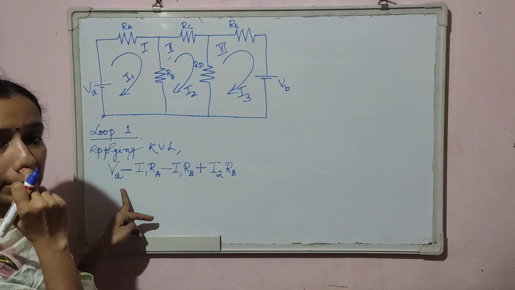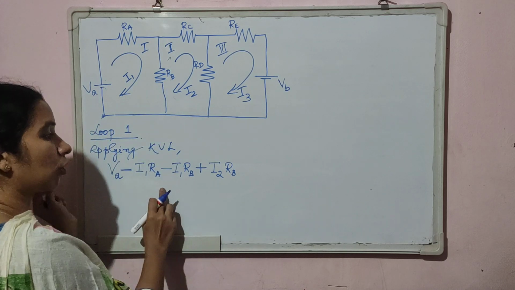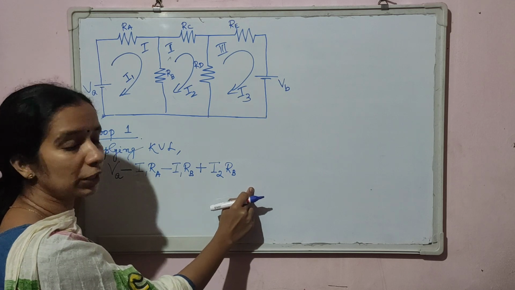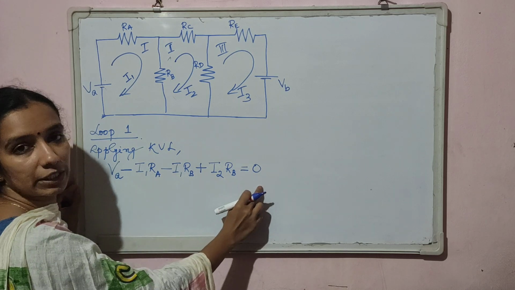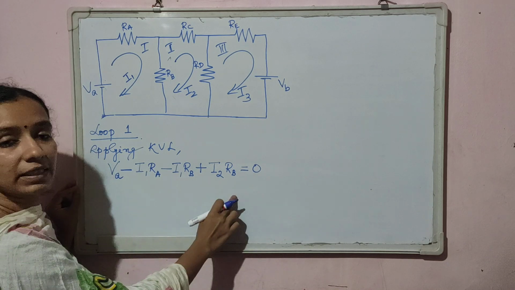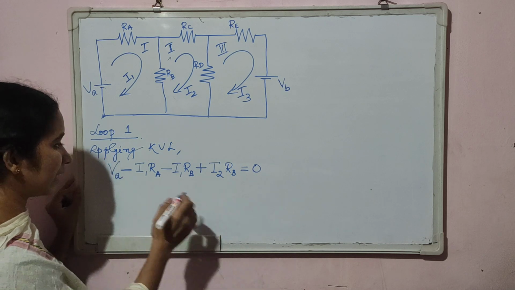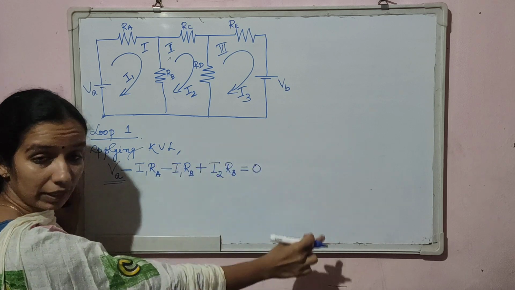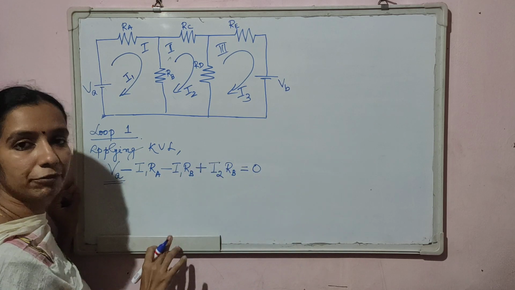So we have considered the algebraic sum of all the voltages in this particular mesh, and according to Kirchhoff's voltage law, the algebraic sum of all the voltages in a particular mesh equal to 0. So this is the Kirchhoff's voltage law equation for loop 1. And after getting this particular equation, rearrange the equation in such a way that this constant term, that is EMF of the battery, is on the right hand side of the equation, and all the voltage drop terms are on the left hand side.